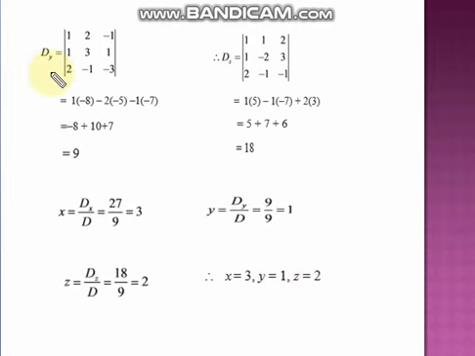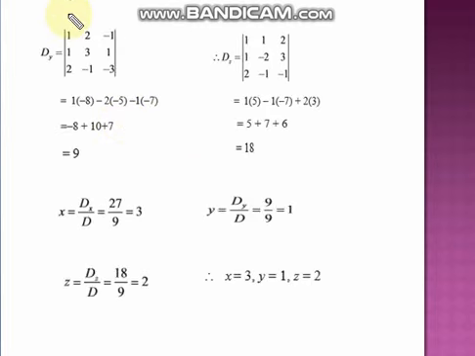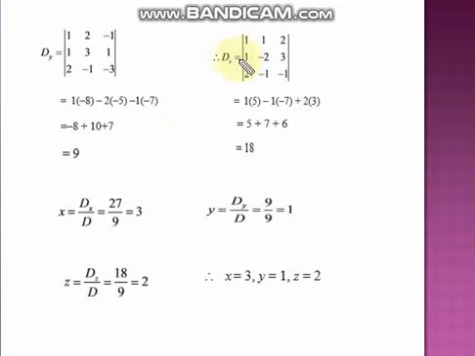Next you have to find dy. So our d is this, no? The second column you have to replace with this right hand side 2, 3, minus 1. You can check here 2, 3, minus 1. Then you have to find dz also. So in dz, this third column you have to replace with 2, 3, minus 1. See here in dz, the third column will be 2, 3, minus 1.